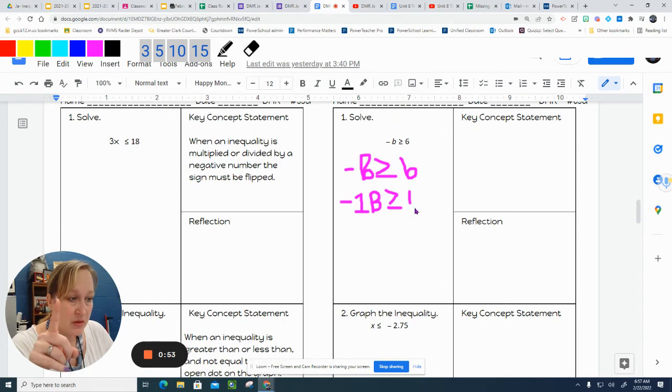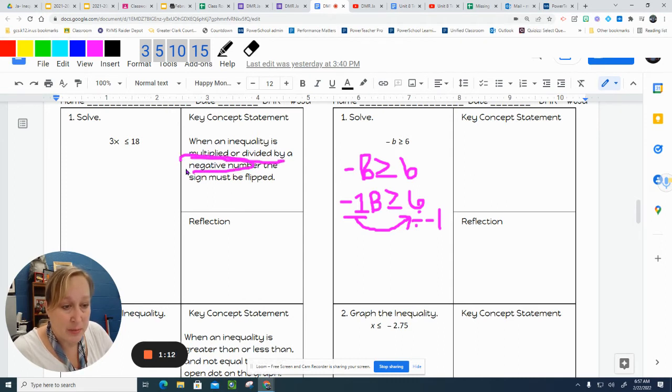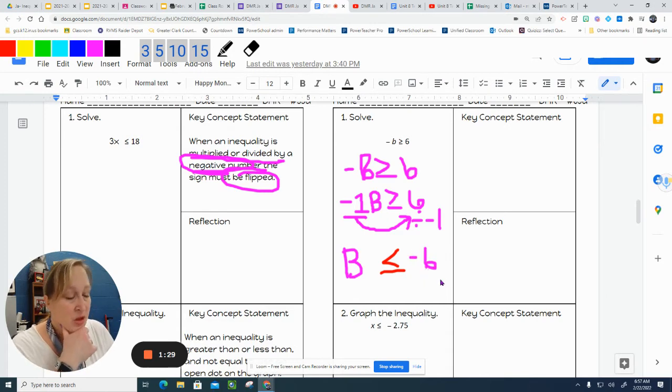Okay. And the reason why you do that is because now you recognize that you need to move that negative number over to the other side. So that's pretty easy. I'm going to divide by -1. Now again, our key concept says if it is multiplied or divided by a negative number, then this side must be flipped. So therefore, the first thing that we're going to do is flip this sign. And then you can put b is less than or equal to -6.